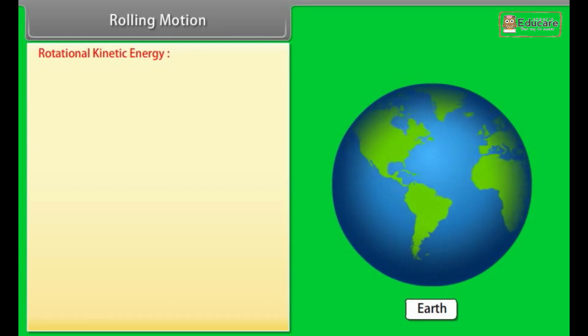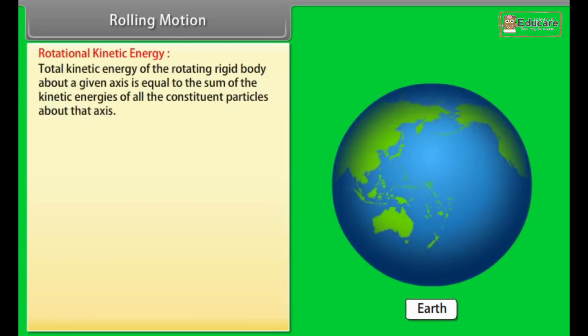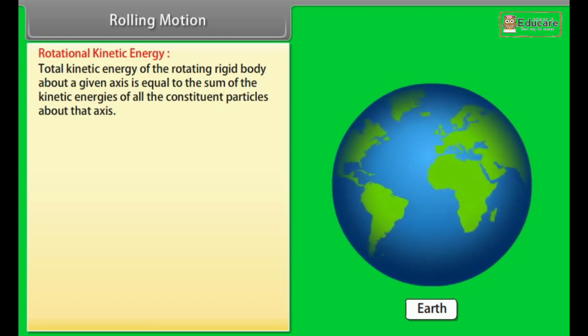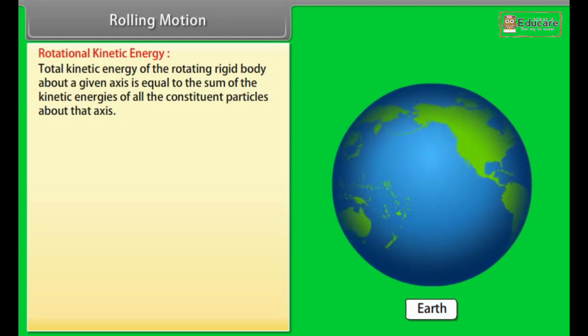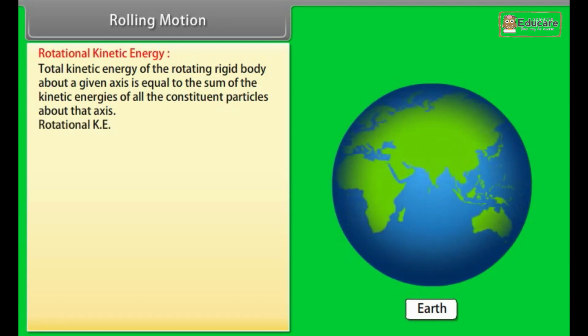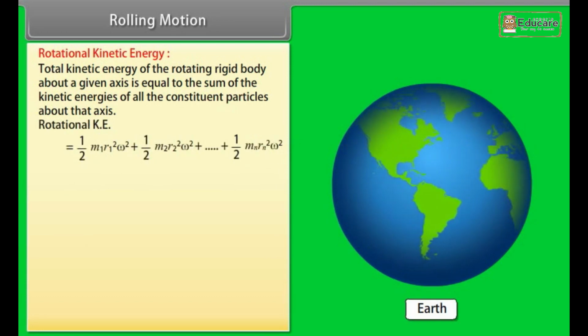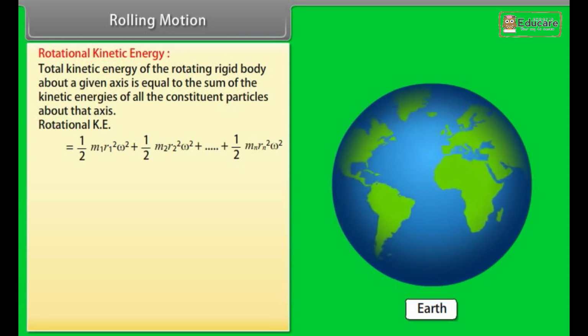Rotational kinetic energy. The total kinetic energy of a rotating rigid body about a given axis is equal to the sum of the kinetic energies of all the constituent particles about that axis. Rotational kinetic energy is equal to half m1 r1 square omega square plus half m2 r2 square omega square plus so on till half mn rn square omega square.